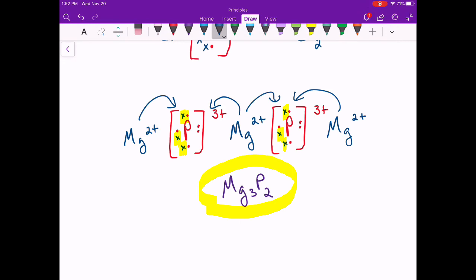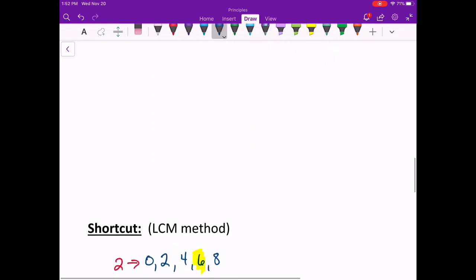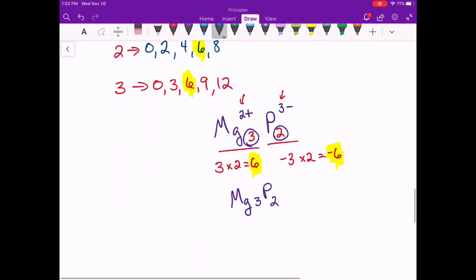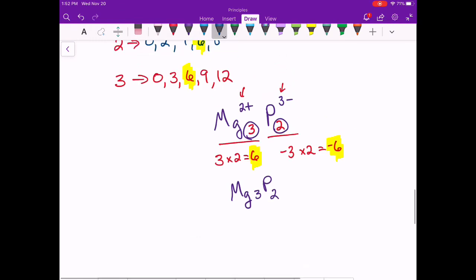All right, and the reason that our total charge has to always add up to 0 is because the electrons are transferred, which means they're not being gained or lost. They're not just disappearing or appearing. If magnesium loses an electron or 2, that same number of electrons has to be gained by the negative ion. So that's why our charge has to add up to 0. And of course, +6 and -6 adds up to 0.